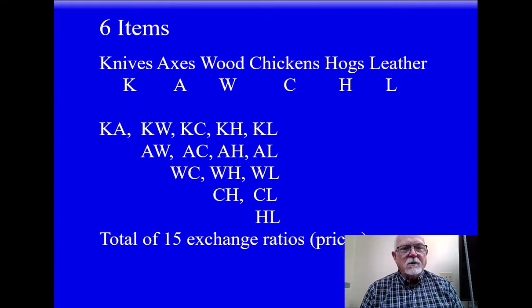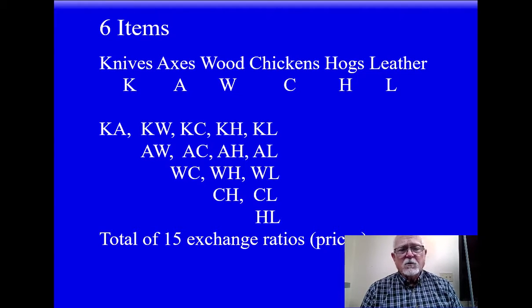So to keep it where we can handle it, there's just 6 items, and I've got K for knives and so on and so forth. If we are bartering, in other words, exchanging knives for axes, knives for wood, knives for chickens, axes for chickens, and so on, we would have 1, 2, 3, 4, 5 exchange ratios of knives for other things. But then we would have 4 exchange ratios of axes for other things other than knives, and so on and so forth. So there's a total of 15 exchange ratios, or prices, if you will.